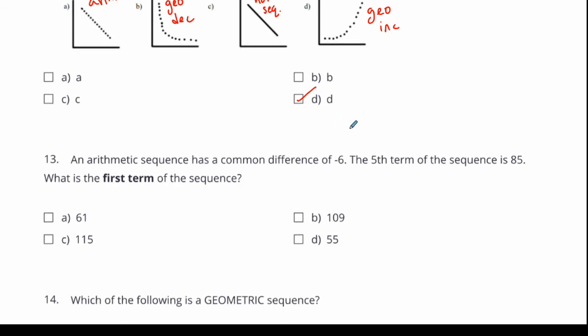13, arithmetic sequence has a common difference of negative 6. The fifth term is 85. What is the first term? Honestly, we could just count backwards here. 1, 2, 3, 4, 5. If your common difference is negative 6, that means you're subtracting 6, right? So if you wanted to go backwards, you would do the opposite. What's the opposite of subtracting 6? Well, that would be adding 6. So let's just start adding 6. So 85 plus 6, 91, 97, 103, plus 6 more, 109. There we go.